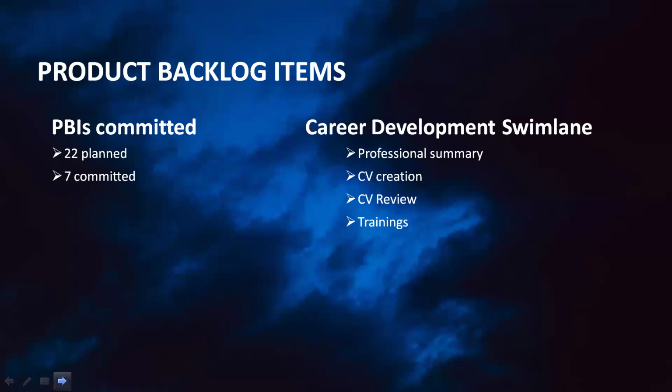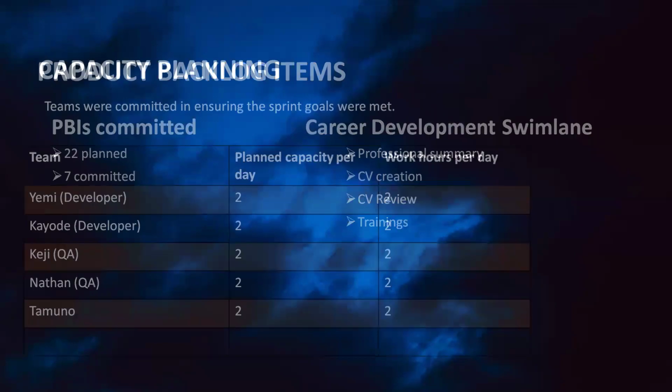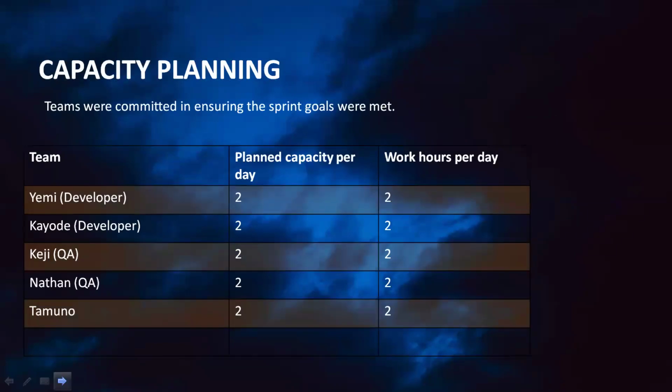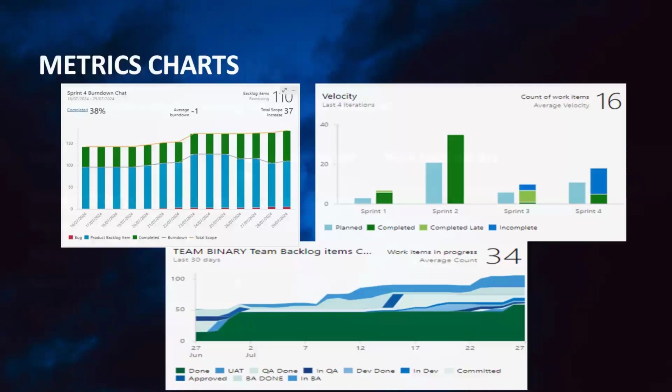Yeah, this is for the product backlog items, PBIs committed. We had 22 planned, we had 7 committed. Then for our career development swim lead, there was professional summary, CV creation, CV review, and trainings, all updated. And for the capacity planning, teams were committed to ensuring the sprint goals were met, everyone involved as highlighted. Next slide, please. And this is our matrix charts. We talked about the Sprint 4 burn down chart and the velocity.